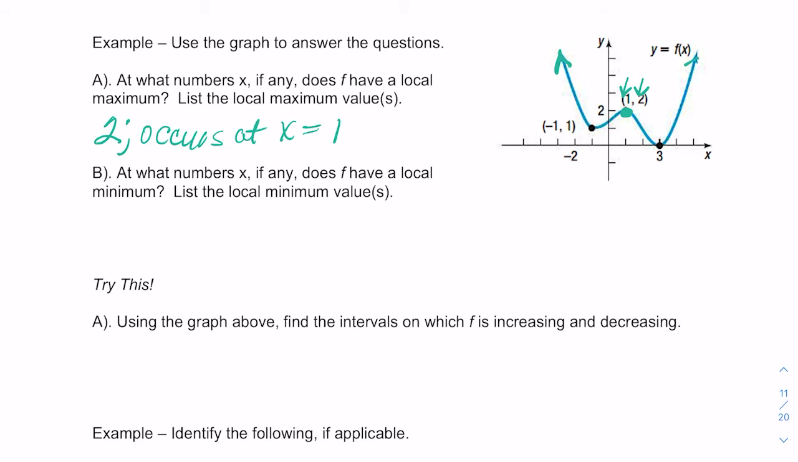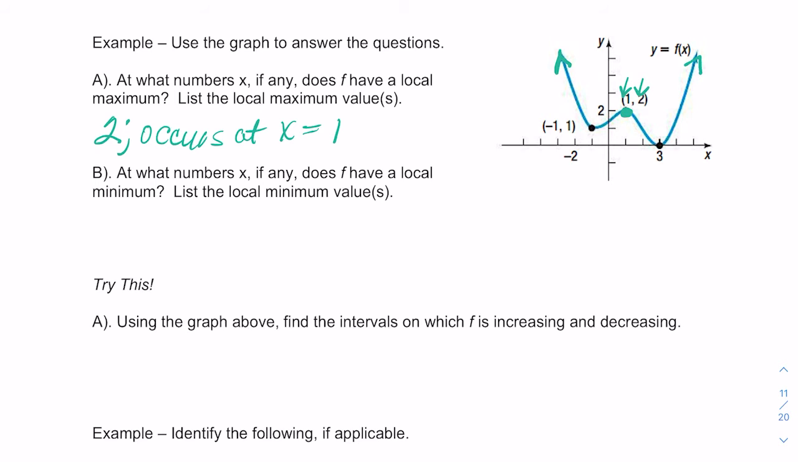As you can see, you have arrows. So there is no absolute max. If the graph had endpoints on it, the only max there is 1, 2. So that would also be considered an absolute max.